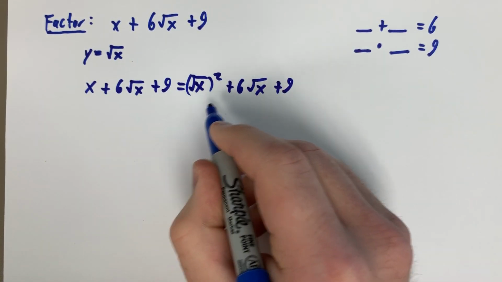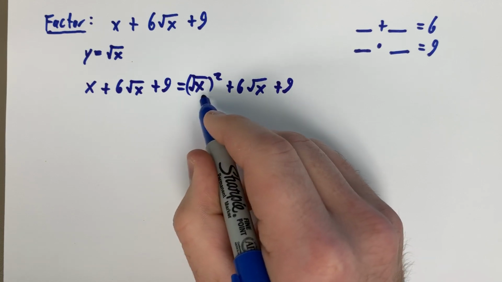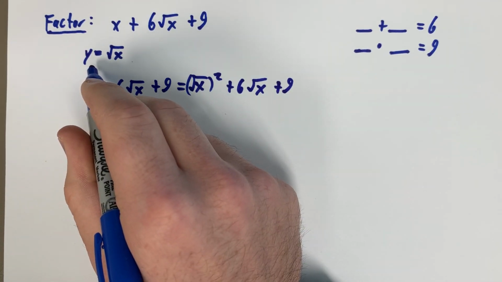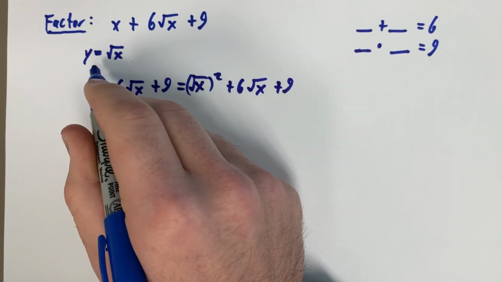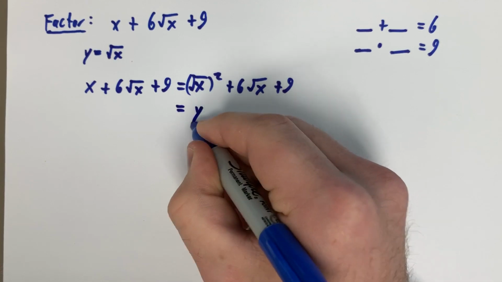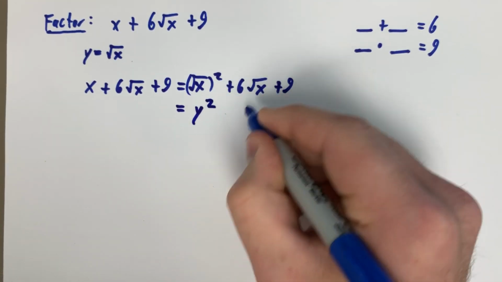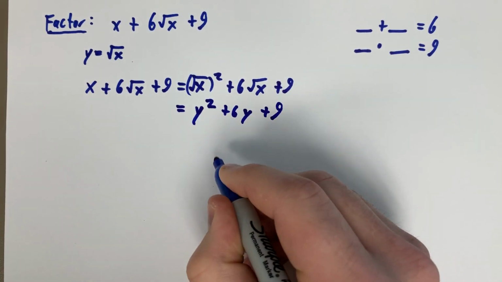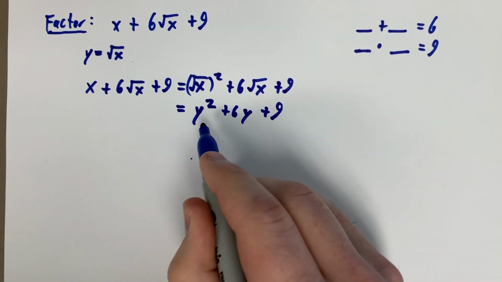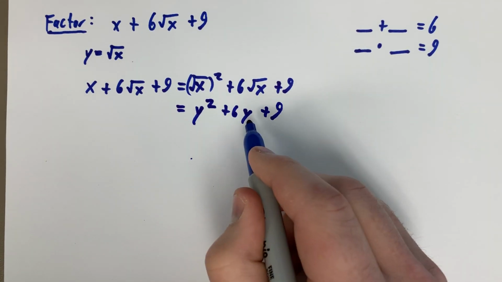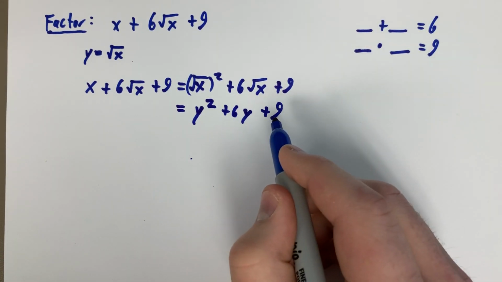Okay, so now since I was able to rewrite this first term as square root of x squared, I can substitute in y is equal to square root of x. So this gives us y squared plus 6y plus 9. And now, as you can see, we have a full quadratic expression here. And now we want to factor this using the same method that we did in the difficulty 1 problems.